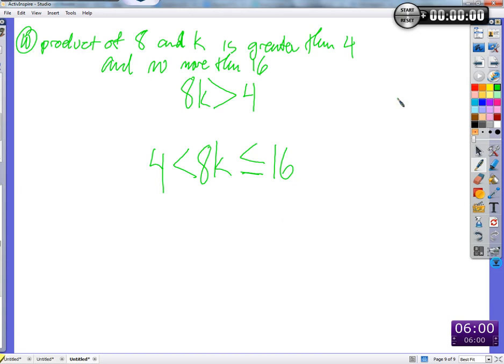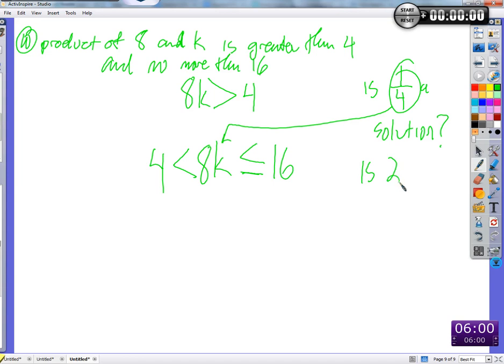Let's see. Is 1/4 a solution to this inequality? No. How do you know? If you put 1/4 in there, we get 8 times 1/4 is 2. 2 is less than 4, but it needs to be bigger than 4. Yeah. So it's not a solution.